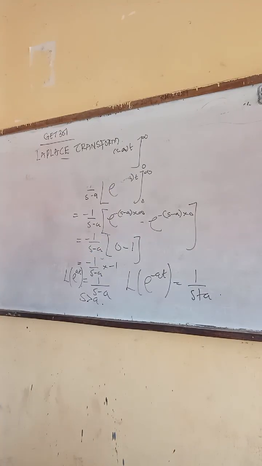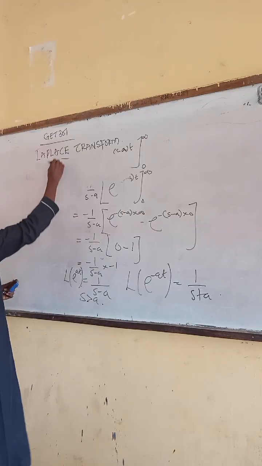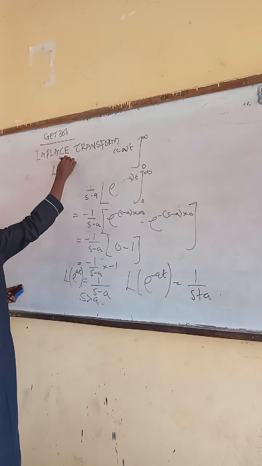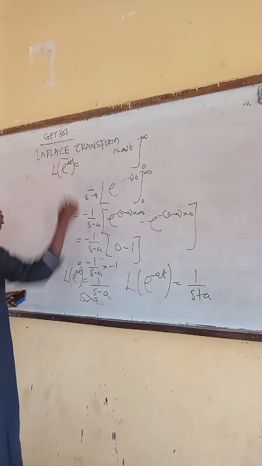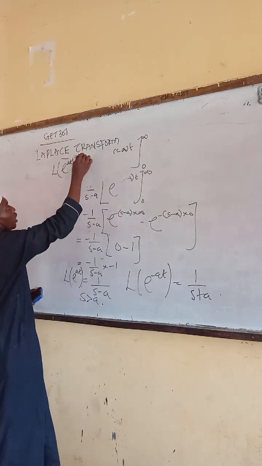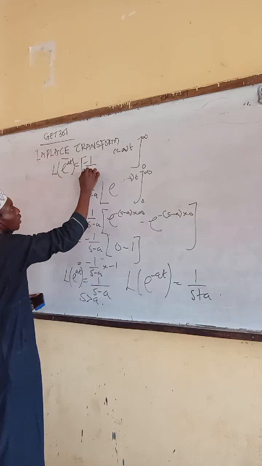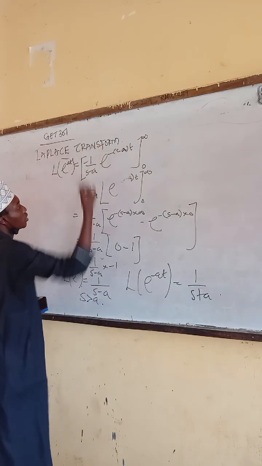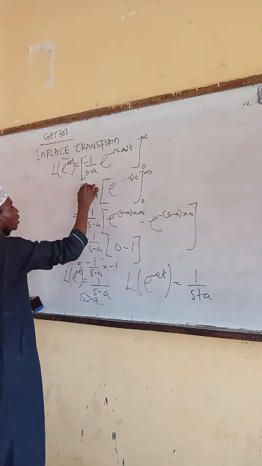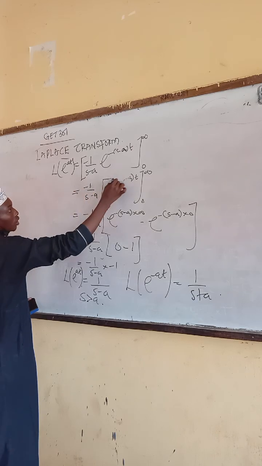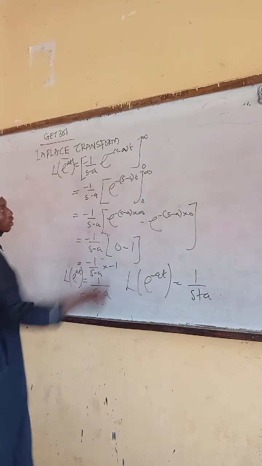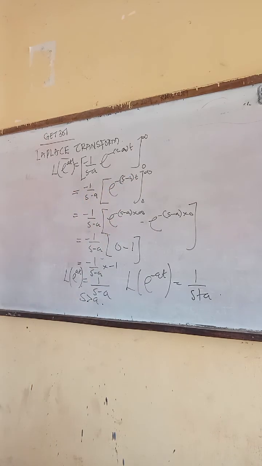Oh, sorry. Okay, I should write it back. So what do I have there? Laplace of exponential at equals, I think, minus 1 over s minus a, exponential minus. Something like this, right?